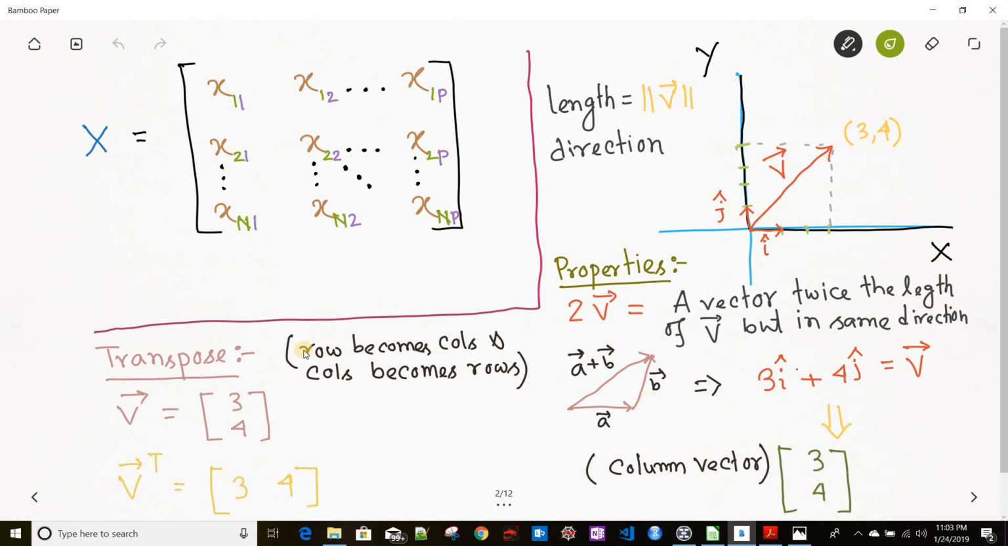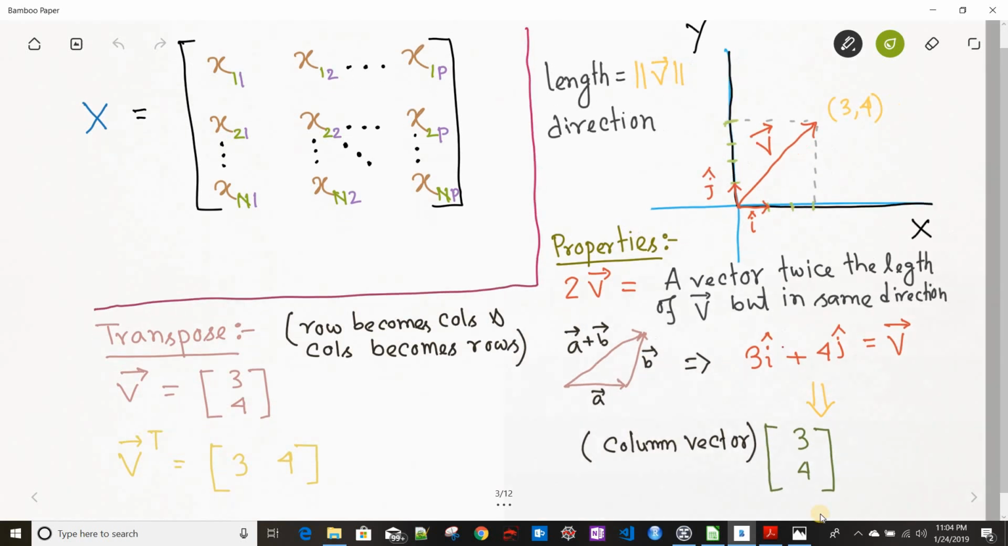Let me introduce another term called the transpose of a vector. When we do a transpose, we basically convert the rows into columns and the columns into rows. For example, if v is the column vector (3, 4), then v transpose will be a row vector like this. Simple stuff.